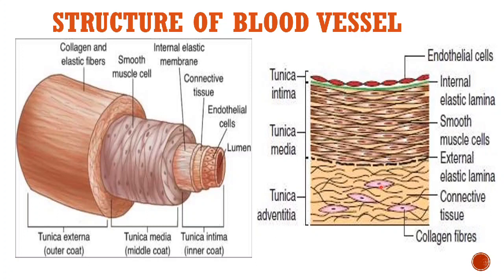And the last layer is the tunica adventitia, which is made up of collagen and fibroblasts. It contains necessary nerves and blood vessels, that is vasa vasorum. So these are the three layers of the blood vessel. In this picture also you can see the three layers: externa, media and the intima.